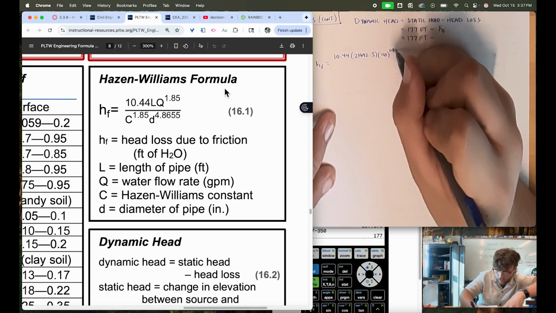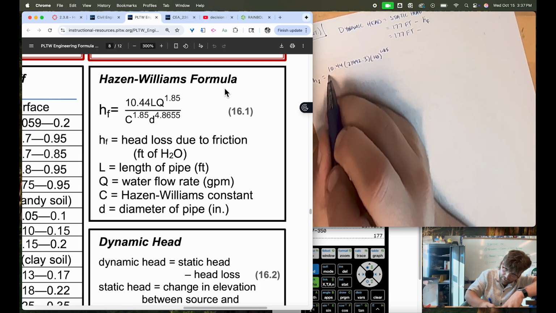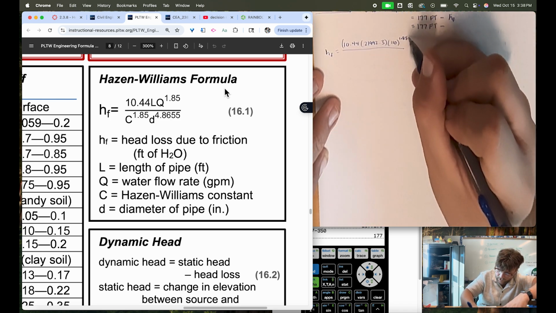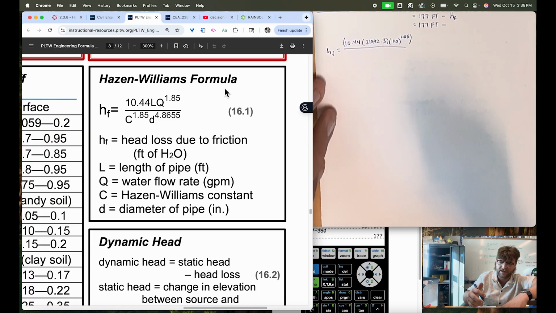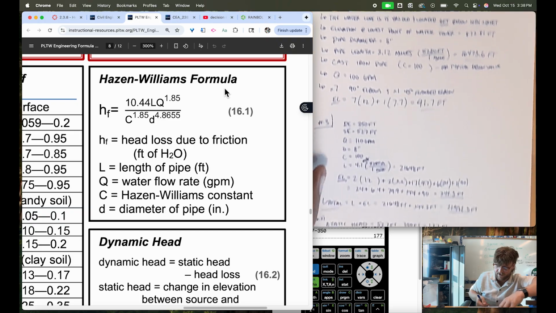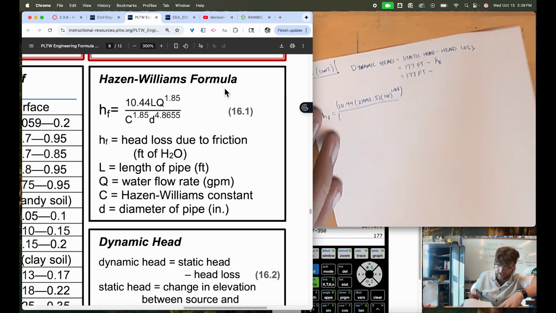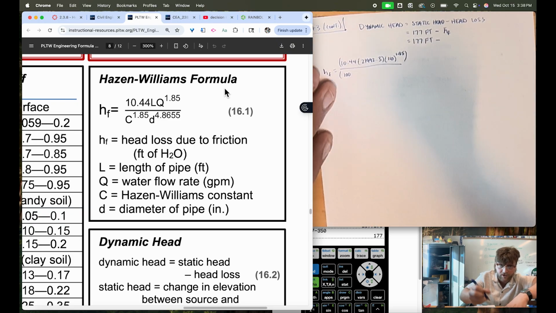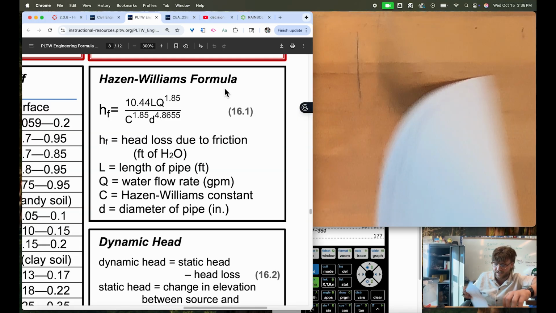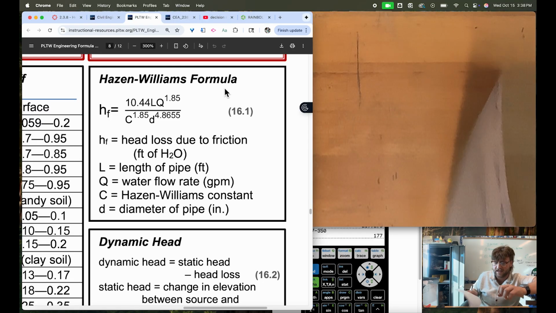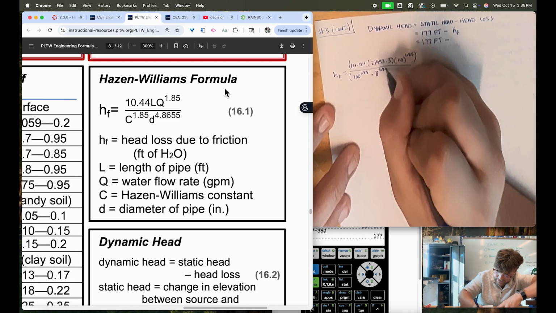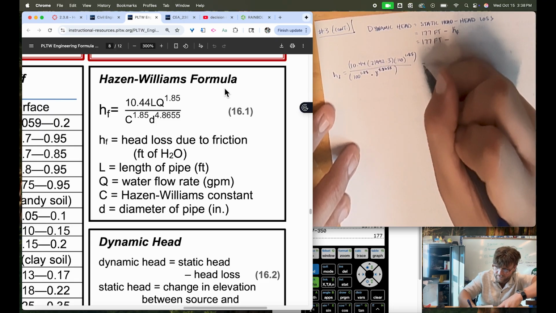Remember, that is raised to the 1.85 power. Then we can put this right here on there. Remember, whenever we put this into the calculator, we want to use those big parentheses for the numerator, and then the denominator is also going to have those big parentheses. So we're going to take C, which was a value of 100 for this particular example. We're going to raise that to the 1.85 power, and then multiply that by our diameter. Our diameter in this case was 8 inches, so we're going to put times 8 raised to the 4.8655. Remember, close the big parenthesis.